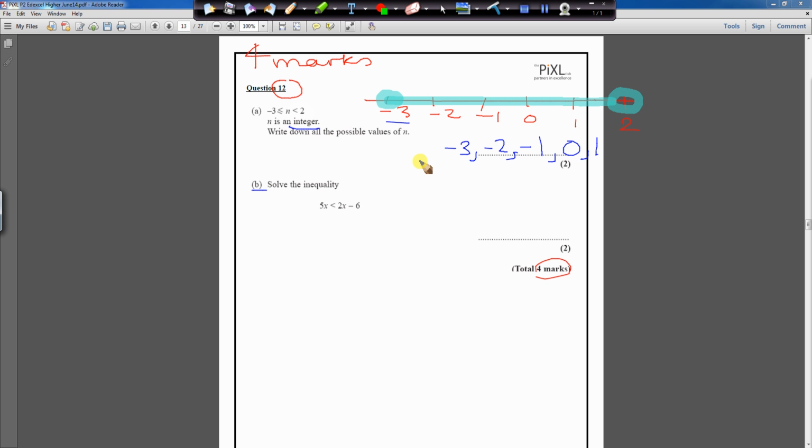2 marks here, 2 easy marks. Solve the inequality 5x is less than 2x minus 6. Now, don't get scared when you see an inequality sign, folks. The inequality sign is treated like an equal sign for most mathematical equations, unless you are multiplying or dividing by a negative number, which we are not doing here.